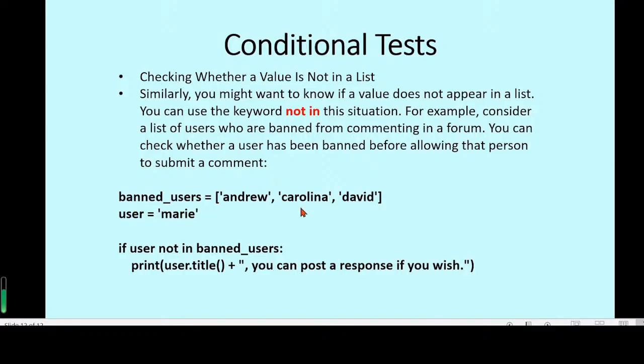So this is a list for the banned users with 3 people. So another user called Mary. So if user not in banned users, it will print the user's name, and you can post a response if you wish. Because this user's value is Mary, not in this list, this conditional test will get true. So this message will be printed out.